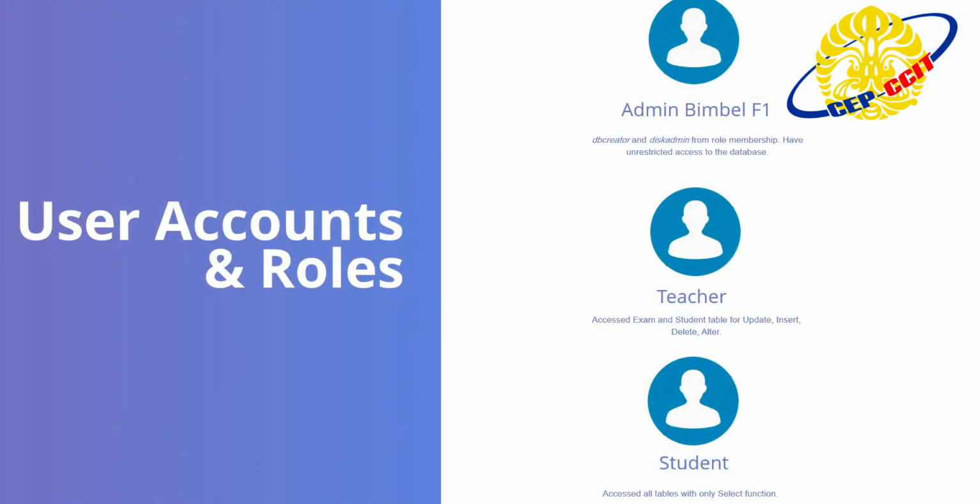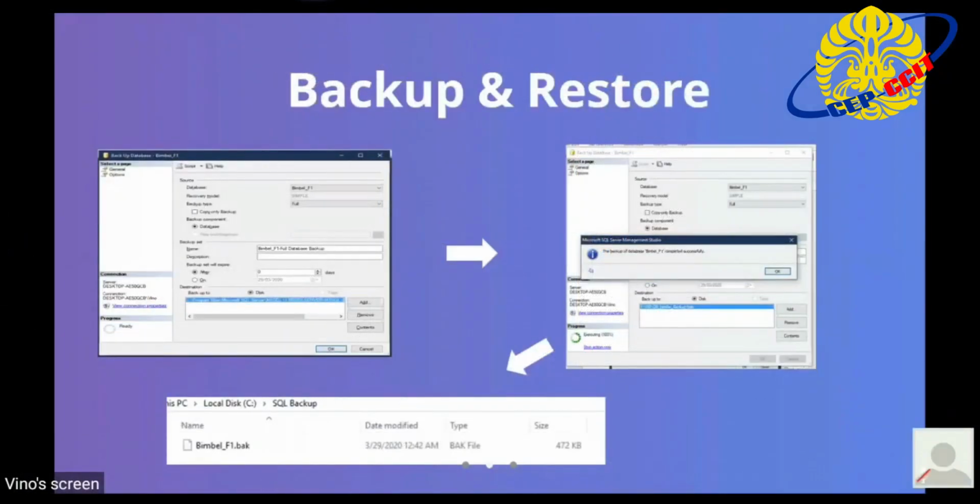The third is student. Student is granted only the select function for all the tables in the database. So the student can only see what is in the database, such as the data in the database. He cannot alter, drop, or change any tables or data in the database.